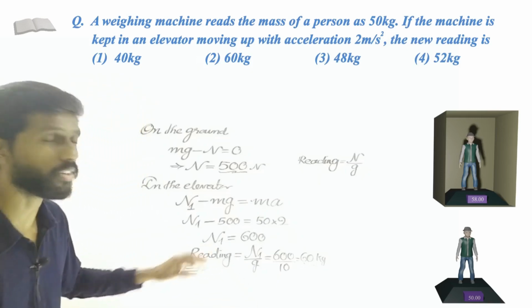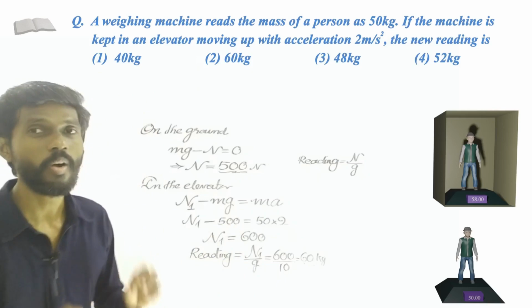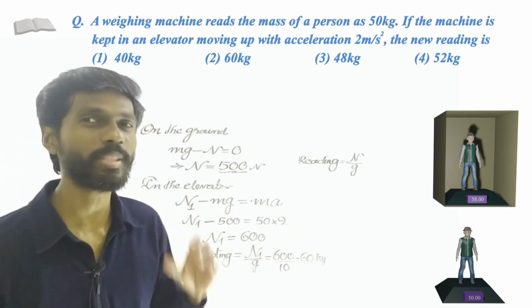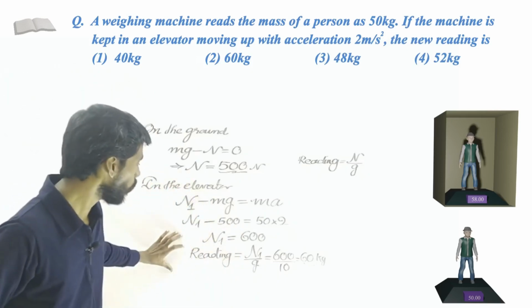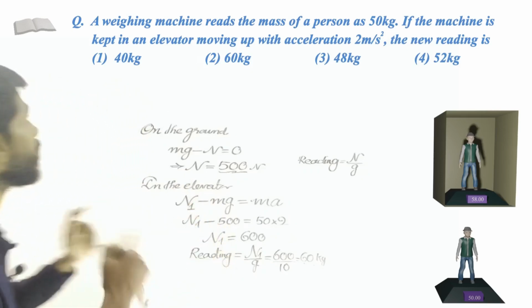It's not the actual mass because the weighing machine is designed to measure the mass of the person only when it is at rest, not when it is moving up with some acceleration. Okay, so this is the new reading. That is 60 kilograms. So that is the answer.